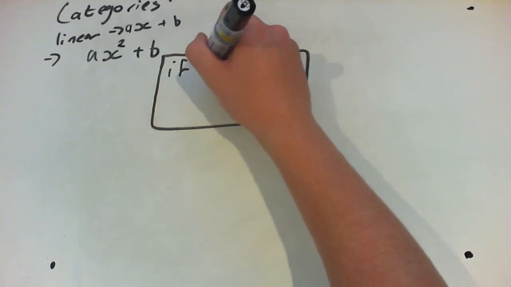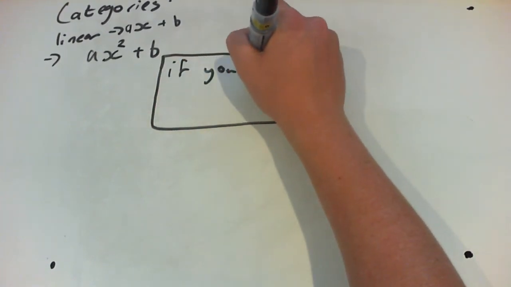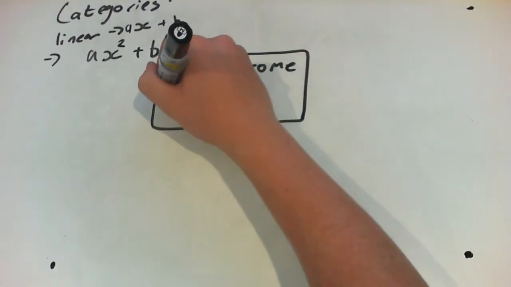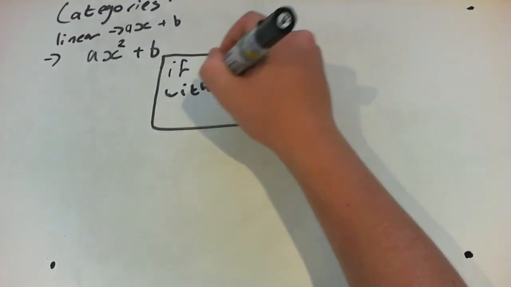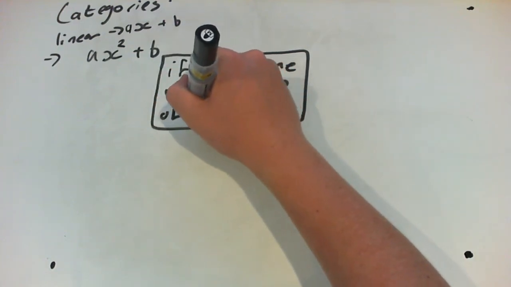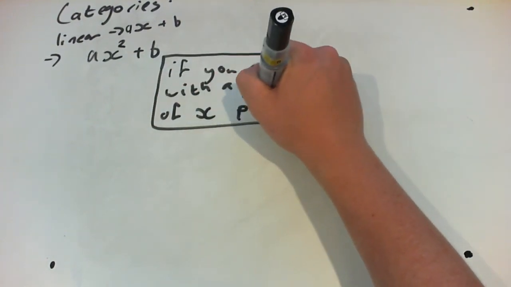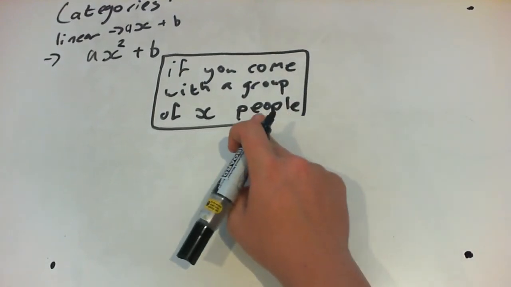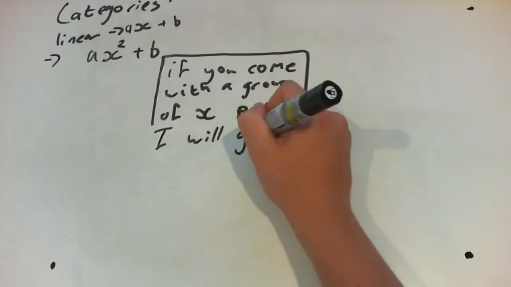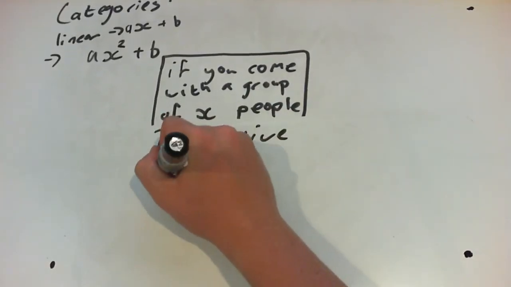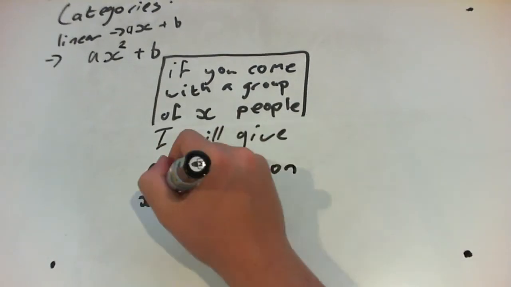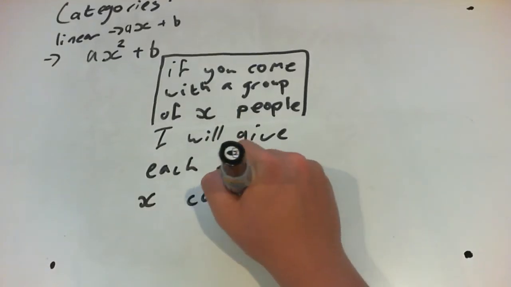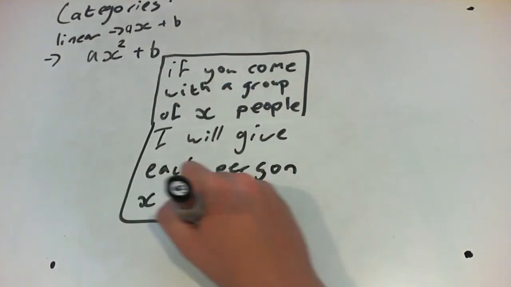If you come with a group of X people, I will give each person X cookies. That's the deal you offer them.